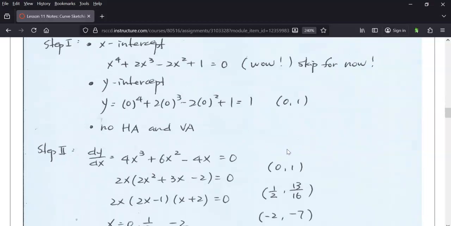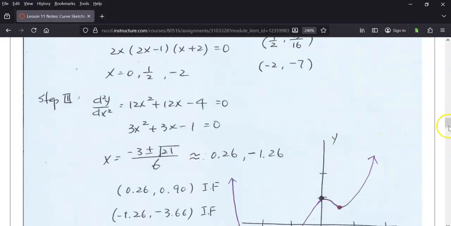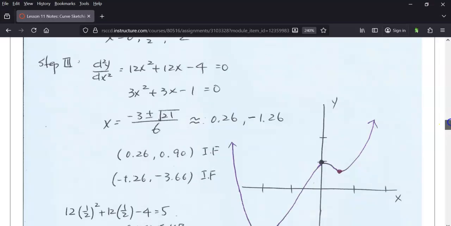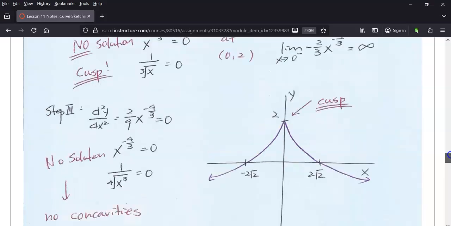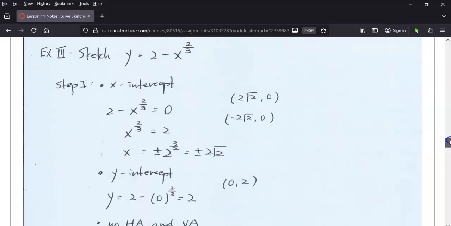Now, this question is the same, so I'm going to go ahead and skip that one. Now, I want to show you something that's slightly different. Let's look at this example. Sketch y equals 2 minus x to the 2/3 power.